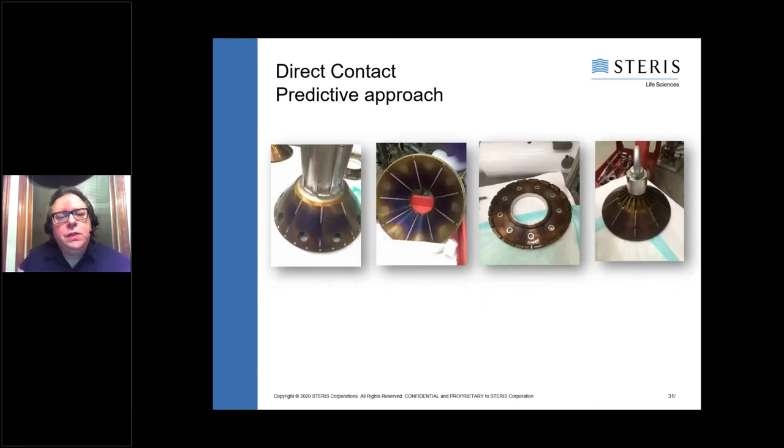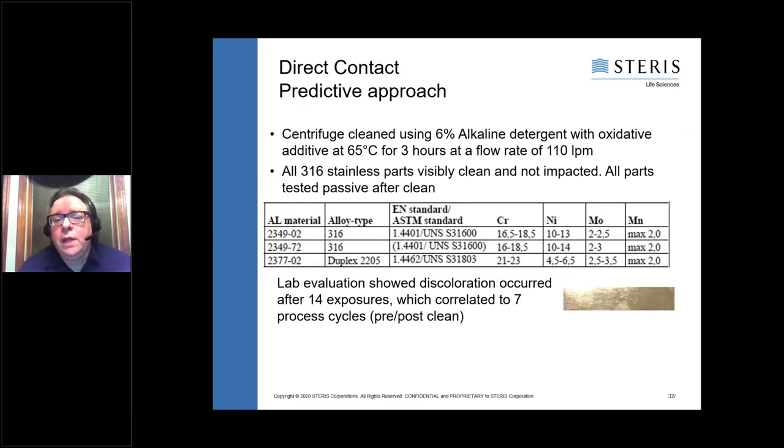Now, we've also seen this used in different applications. This is a continuous flow centrifuge, referred to as a disc stack centrifuge, and we're seeing discolorations of the discs. In this case, this is a duplex material, and this is a corrosion product on the metal surface. We can evaluate the cleaning. In this case, it's using a 6% alkaline detergent with an oxidative chemistry, 65 degrees for 3 hours, with a flow rate of 110 liters per minute. And we're only seeing the discoloration on the duplex and not on the stainless steel surface.